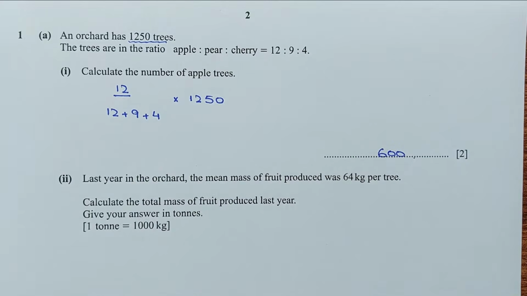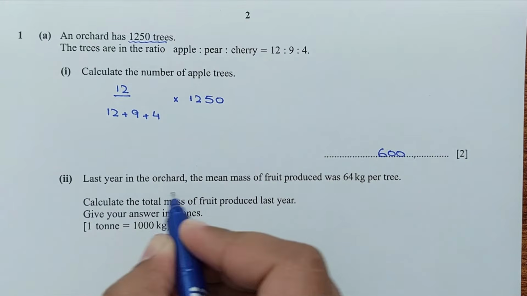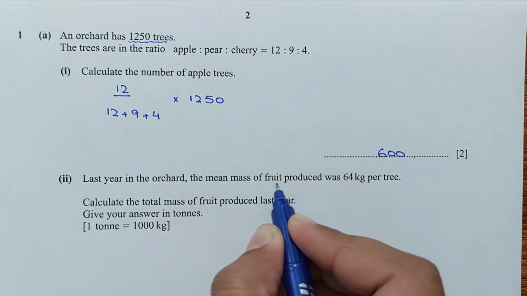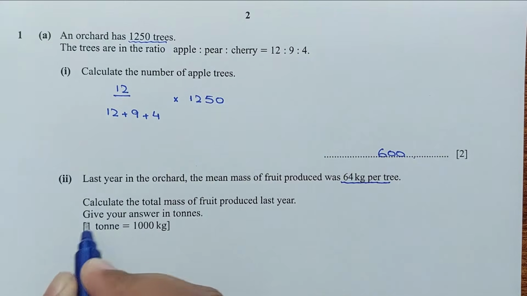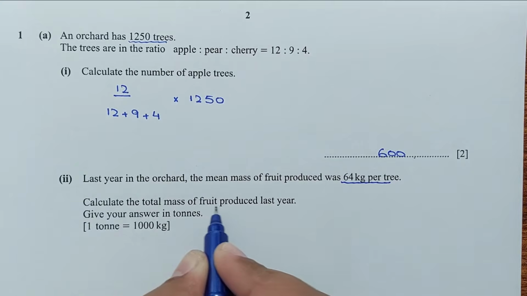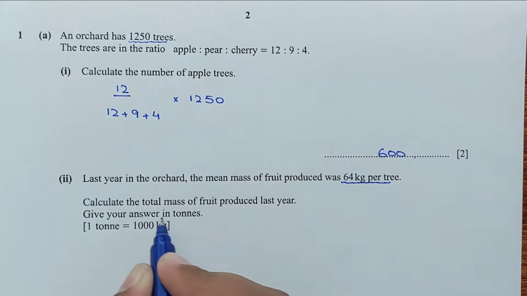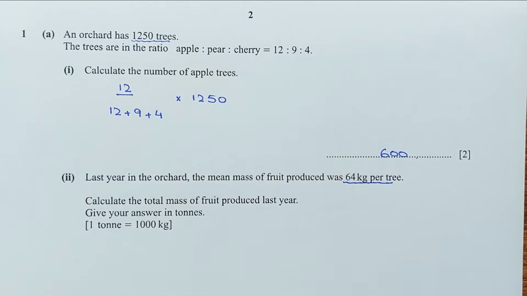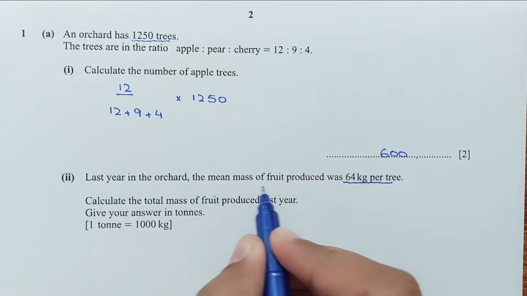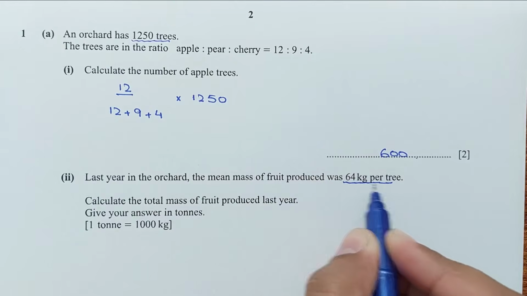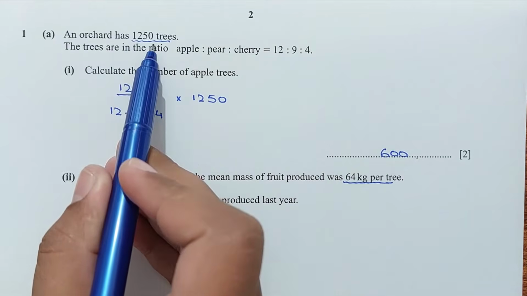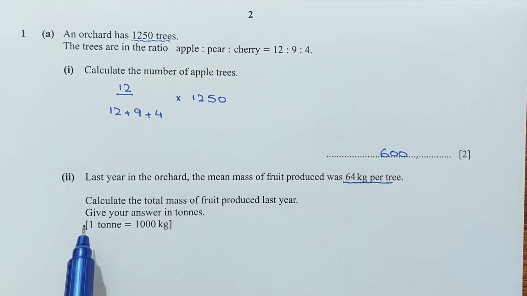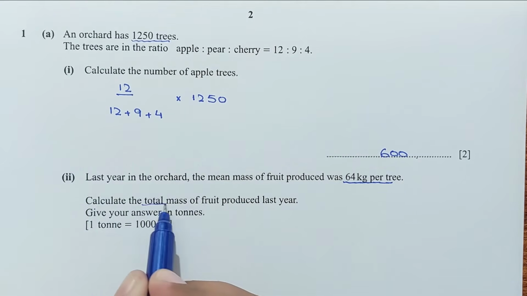Right. Now for the second part: last year in the orchard, the mean mass of the fruit produced was 65 kilograms per tree. Calculate the total mass of fruit produced last year. Give your answer in tons. 1 ton is 1000 kilograms. So we are given the mean mass of the fruit produced per tree, and there are 1250 trees in the orchard, right? So we have to find the total mass.